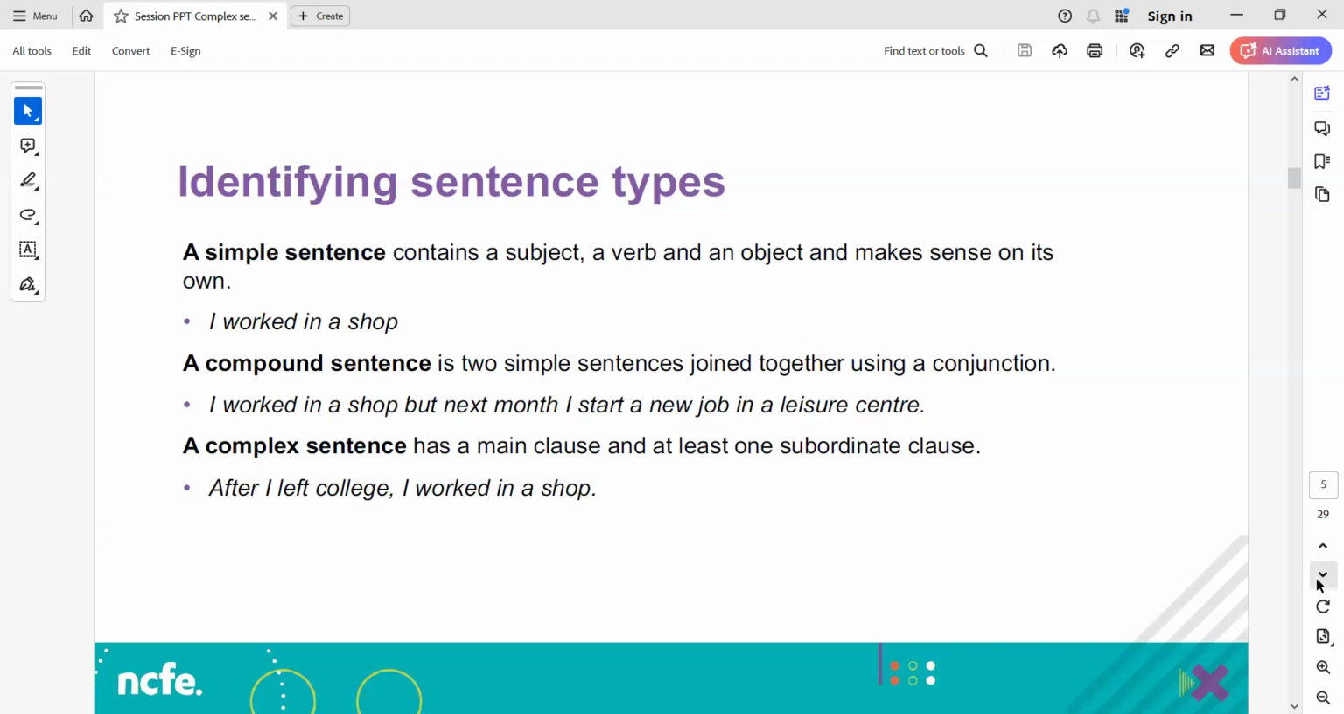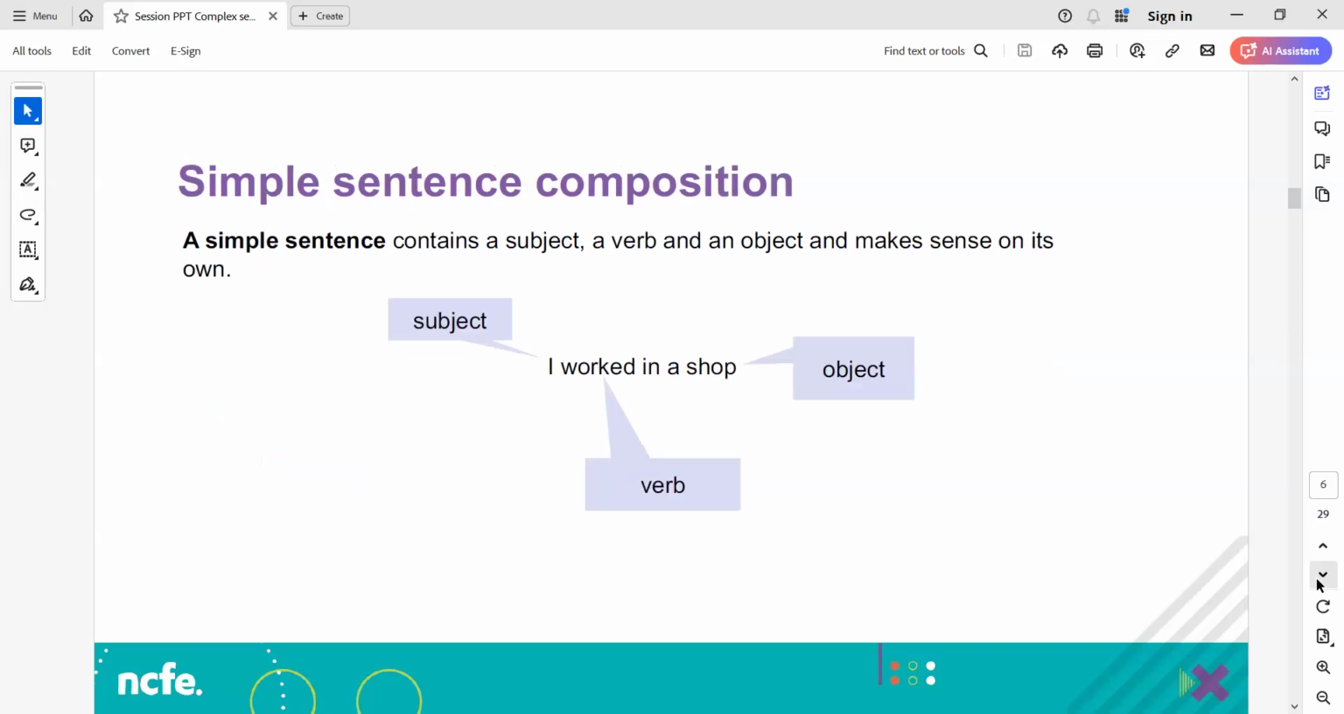Okay, so complex sentence: a main clause and at least one subordinate clause. So let's have a look at simple sentence composition. We have a subject, I, the verb, worked, and an object, shop. I worked in a shop. So that is your basic simple sentence. A subject, a verb, and an object, and it will make sense on its own.